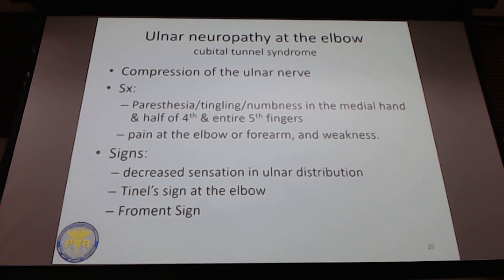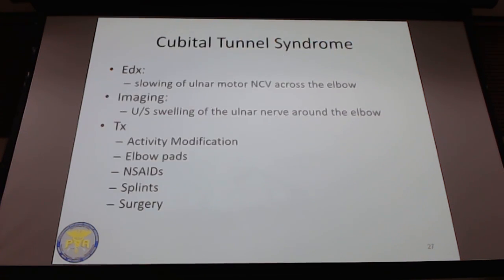So pain at the elbow, forearm, and weakness, decreased sensation in the ulnar distribution, Tinel sign at the elbow, and then Froment sign. It's one of these we don't see very often, but because of the numbness, when you go to hand somebody a piece of paper, they lose some dexterity, and instead of being able to pinch it, they have to use the pads of their fingers. I've never used that on a patient. It's in the literature.